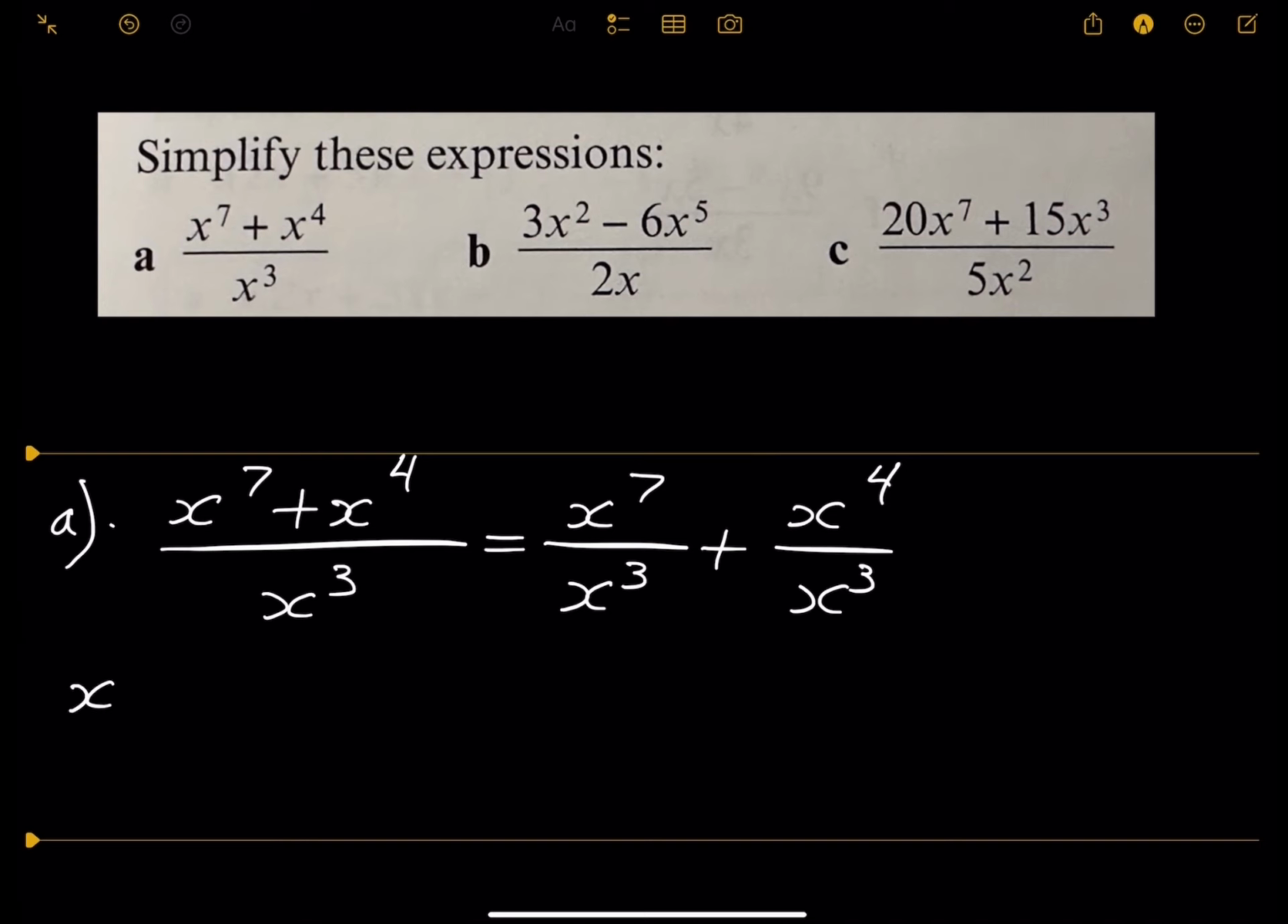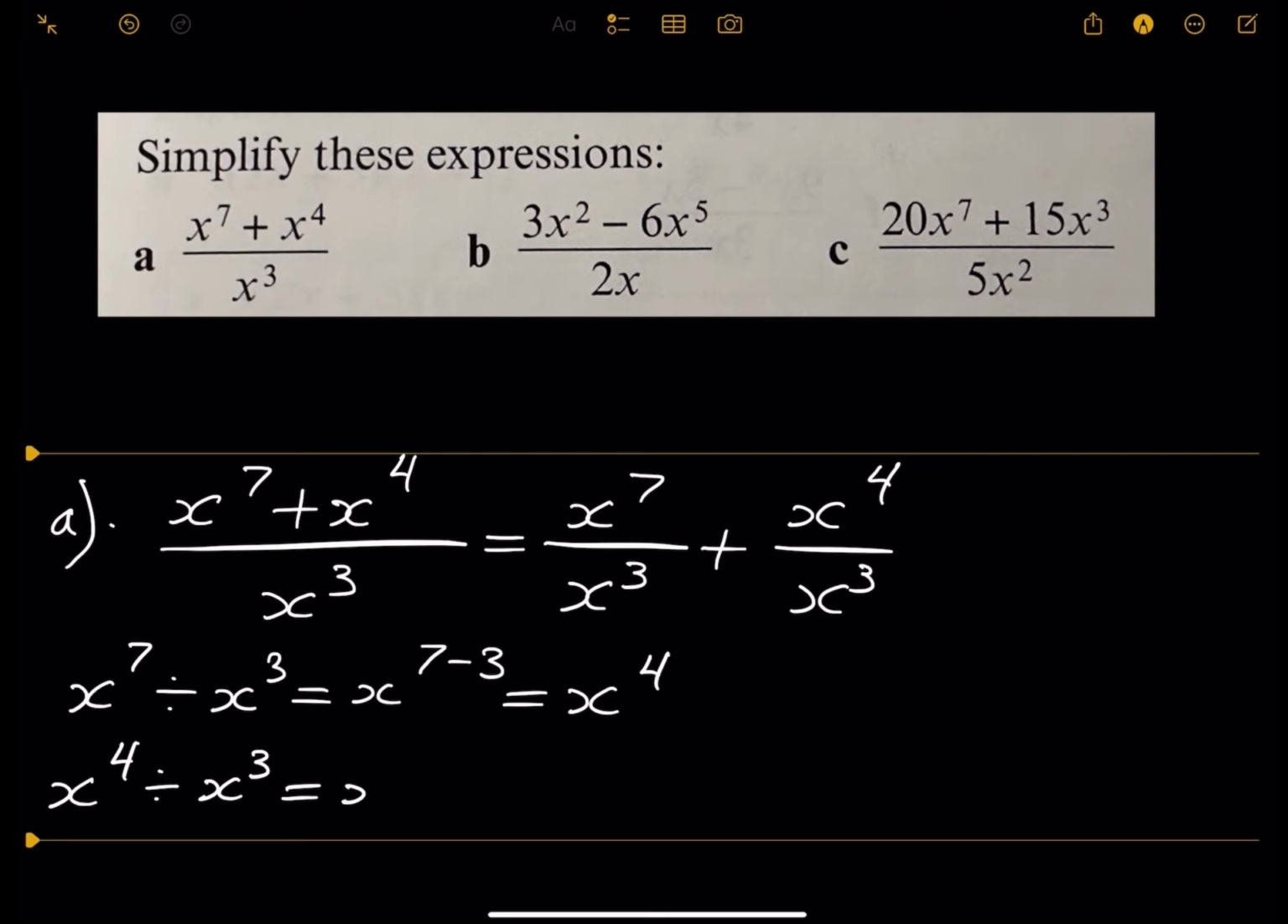So x raised to the power of 7 divided by x raised to the power of 3 is equal to x raised to the power of 7 minus 3, which is x raised to the power of 4. And for the second one, x raised to the power of 4 divided by x cubed is x raised to the power of 4 minus 3, which is x to the power of 1, or just x. So the final answer for part A is x raised to the power of 4 plus x.